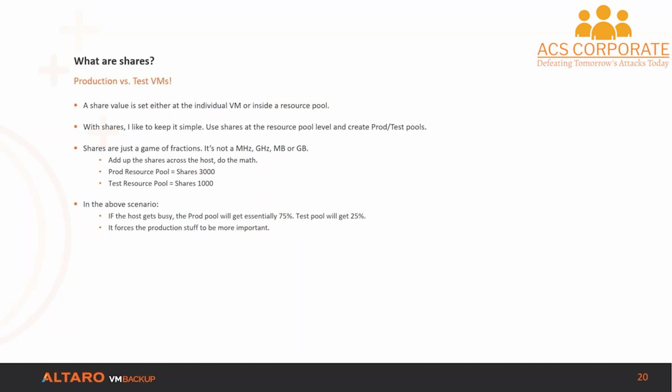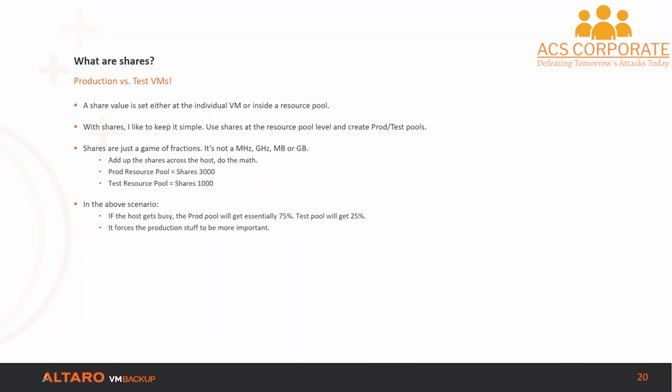So you can set memory reservations. You can set memory limits. Now we can set share values. It's not a megahertz, it's not a gigahertz, it's not a megabyte or a gigabyte. That's the first thing to remember with share values: it's just a number. So if I set the prod resource pool to 3,000 and the test resource pool to 1,000, it adds all that up and says, okay, prod is going to get 75% of the resources, test is going to get 25% of the resources.